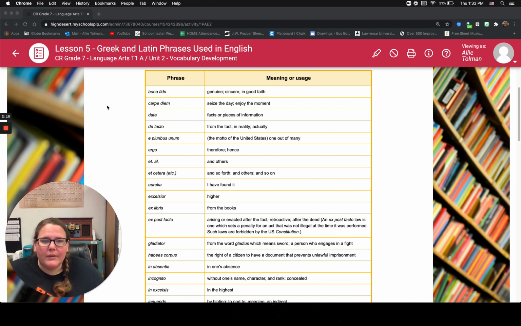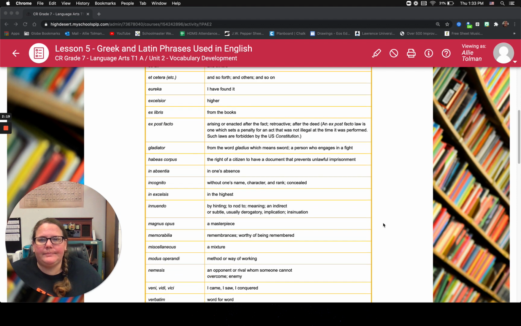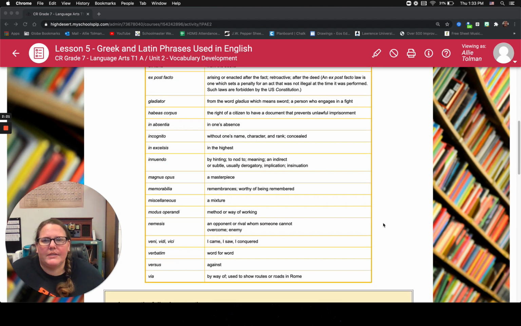Gladiator, the word from gladius, which means sword. It's a person who engages in a fight. Habeas corpus, the right of a citizen to have a document that prevents unlawful imprisonment. In absentia, in one's absence. Incognito, with one's name, character, and rank concealed.